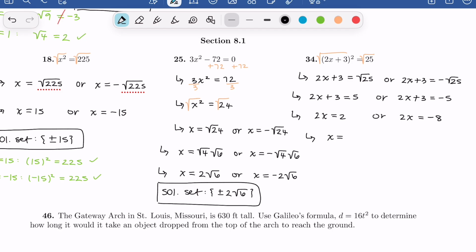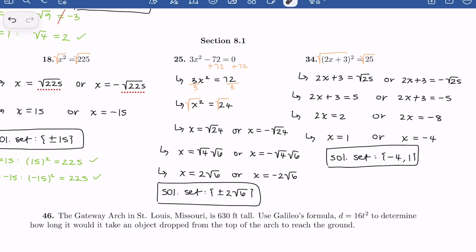This tells me x is equal to 1 by dividing by 2 on both sides, or x is equal to negative 4, again, by dividing by 2 on both sides of my equation. So in this case, the solution set is going to be x is equal to negative 4 and x is equal to positive 1. So this would be our final answer.